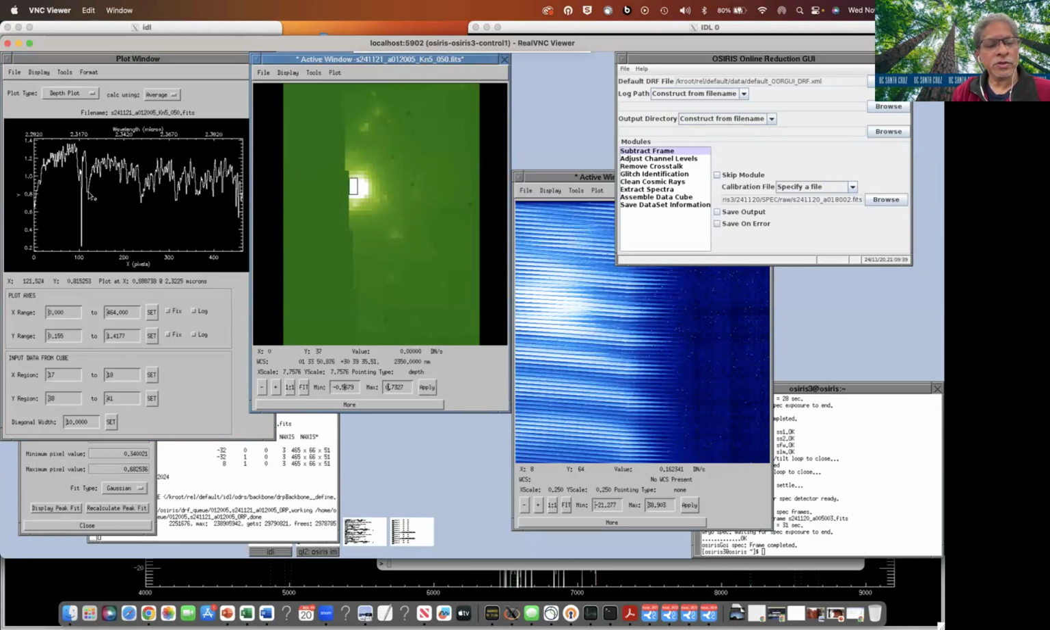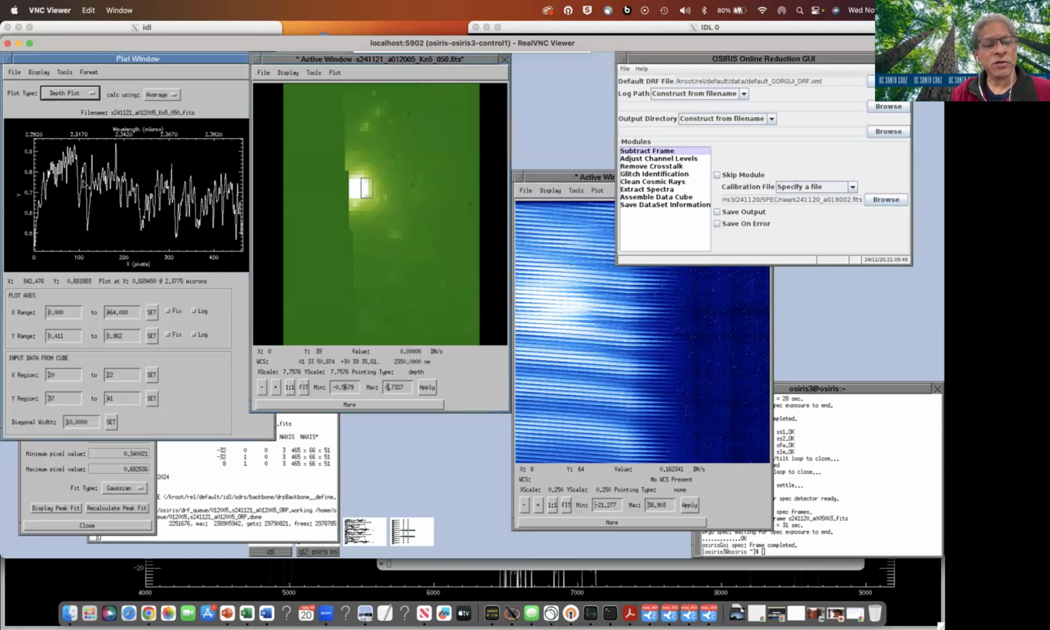100, 120, 240, 310. Sorry, 320. I believe these are some kind of molecular bands. You can see that from this part of the cluster also. 100, 120, 240, 310. Just under 320, this last feature.